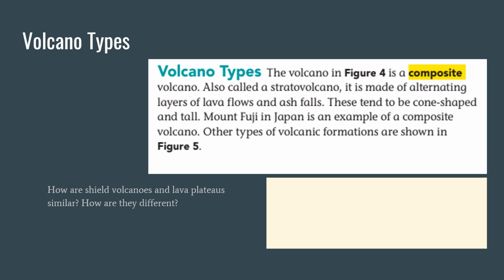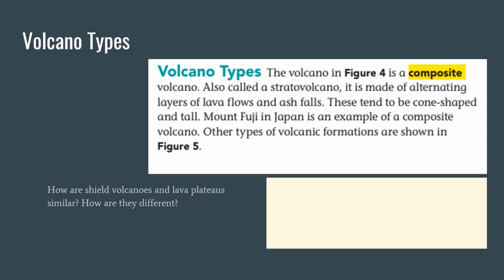Okay, volcano types. The volcano in figure 4 is a composite volcano, also called a stratovolcano. It is made of alternating layers of lava flows and ash falls. These tend to be cone-shaped and tall. Mount Fuji in Japan is an example of a composite volcano. Other types of volcanic formations are shown in figure 5.